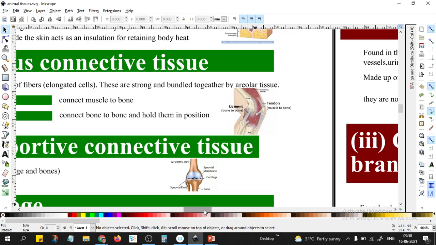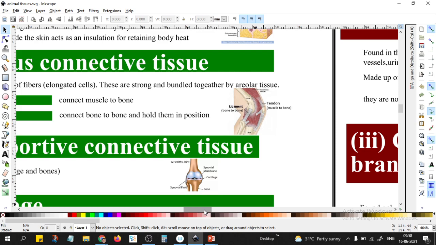Next, supportive connective tissue. Supportive connective tissue is going to give support, just like the cartilage and bone. The bone, all of us know, is a hard tissue, and these bones have a good supply of blood vessels and nerves. So in the body, which part of the body is blood made?